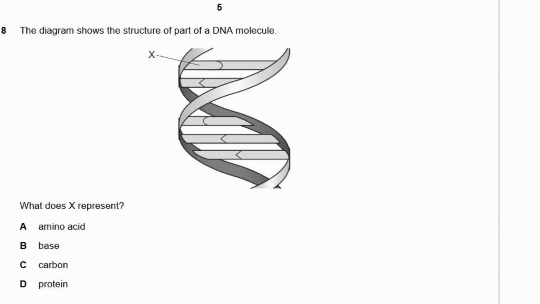Question 8. The diagram shows the structure of a part of a DNA molecule. Okay, so this is DNA. We have our double helix. What does X represent? X is, it's not an amino acid because that has to do with proteins. It's not a protein because it's a DNA molecule. They're different molecules. It's not carbon. There is some carbon in there, but there's more than just carbon in there. It is the base, A, T, G, or C.